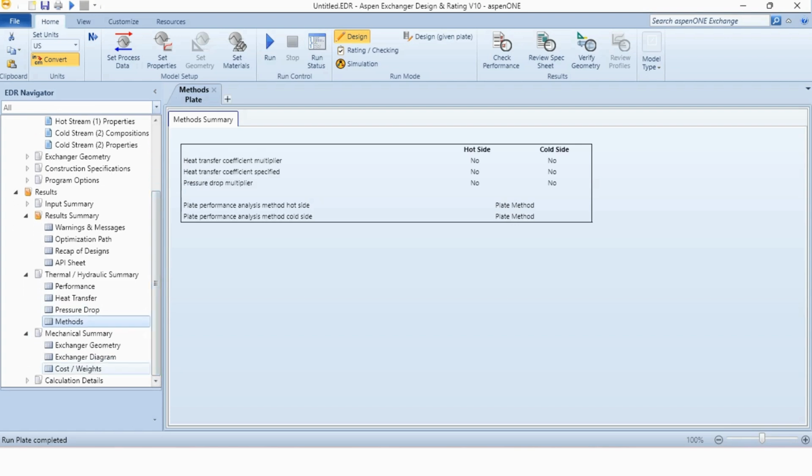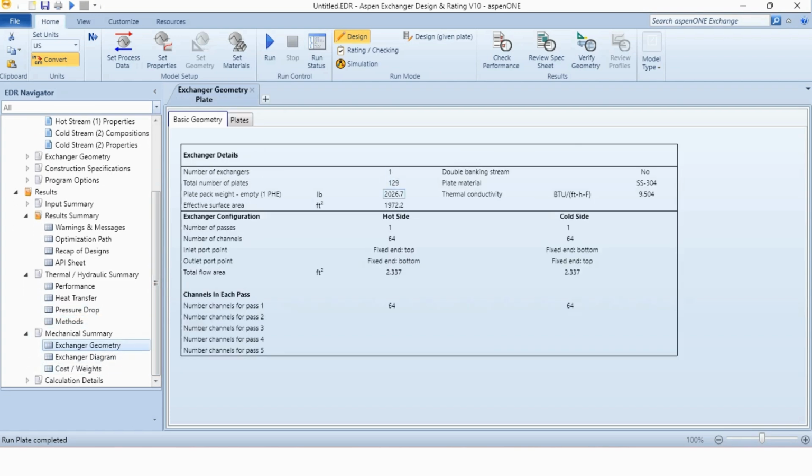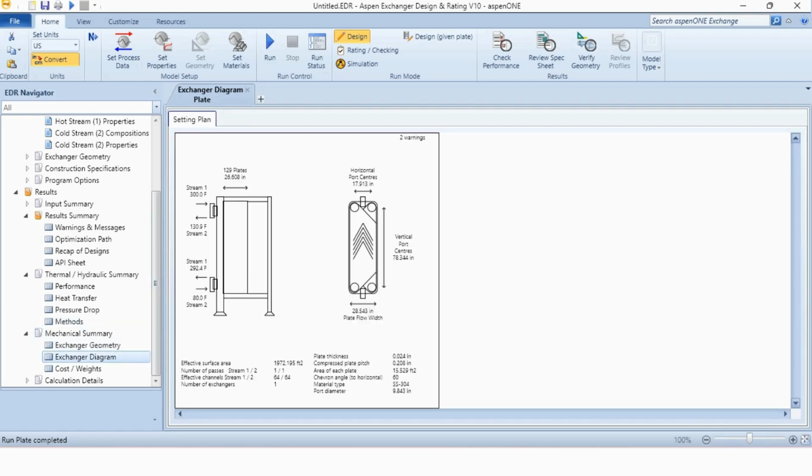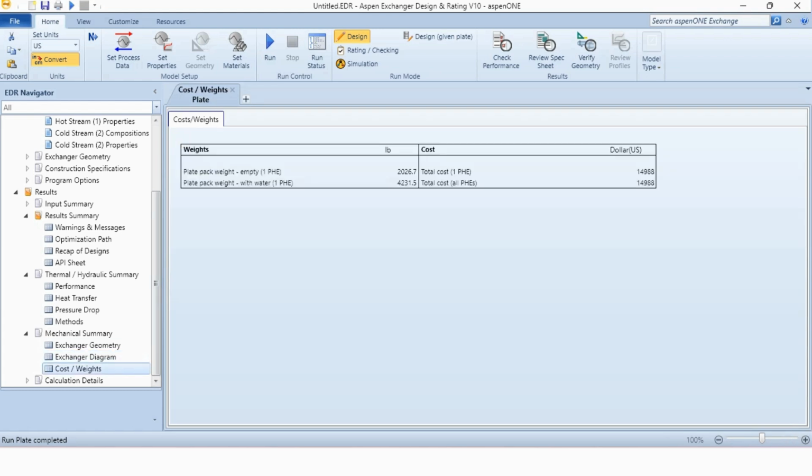In mechanical summary, number of exchangers, total number of plates, all the information is given over here. If you look at this exchanger diagram, there are 129 plates in the system with a length of 26.608 inches. This stream 1 enters here at 300 degree Fahrenheit while exits here at 292.4 degree Fahrenheit. The stream 2 enters here at 80 degree Fahrenheit and exits at 130.9 degree Fahrenheit. The horizontal port centers and the vertical port centers information is given here, and the cost information about the exchanger is also given over here.